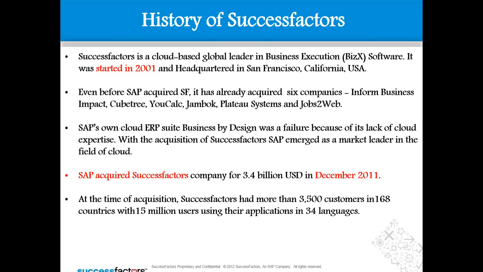SuccessFactors had acquired many other companies which were providing HCM solutions for each of its modules, like Inform Business Impact, which is a workforce analytics and workforce planning service provider, and then CubeTree, which is providing a solution for social networking platform. Then Newcalc, Jambox, Plateau Systems, and Jobs2Web, which is a recruitment management solution provider. All these companies were strong in their own area, and by acquiring them, SuccessFactors has become a leader in providing the solutions for each of the modules.